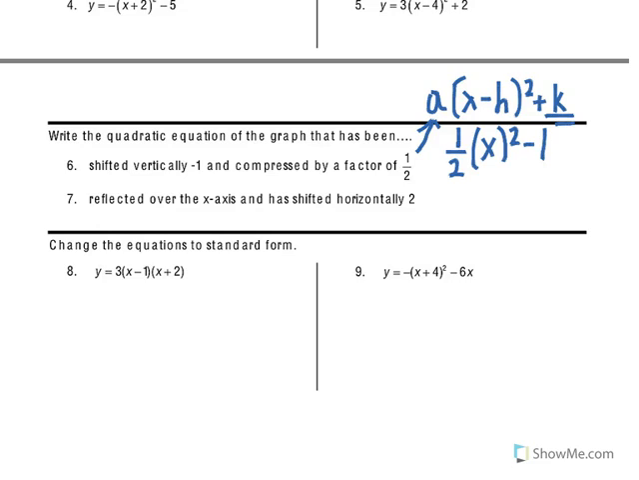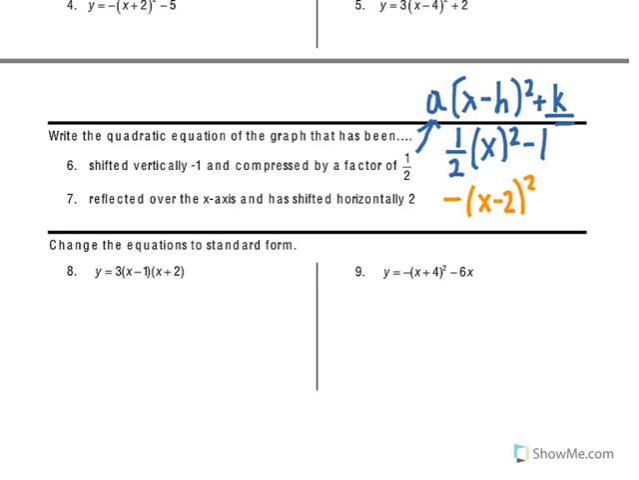Okay, for the next one, it's reflected over x. That means we're going to have a negative out in the front, and then it's shifted horizontally by 2. So if it's shifted horizontally by 2, we're going to put the -2 because it's the opposite. And then we have no k, so we don't put anything.